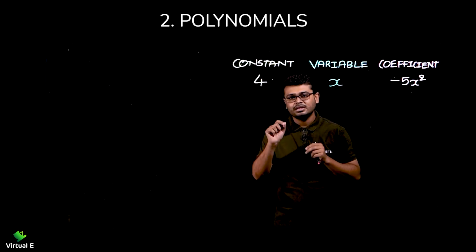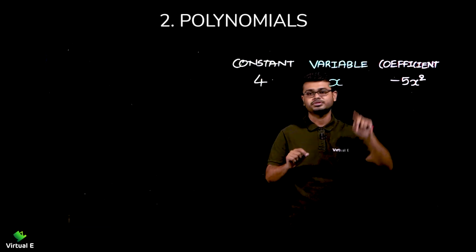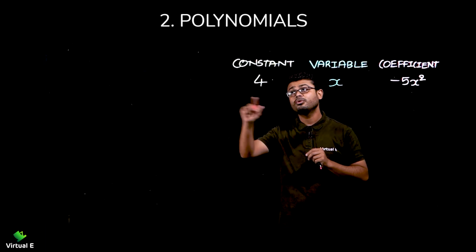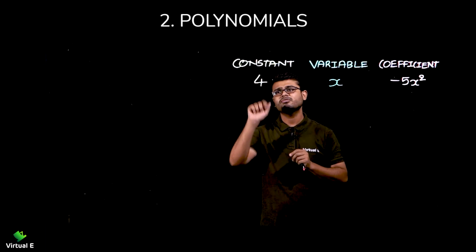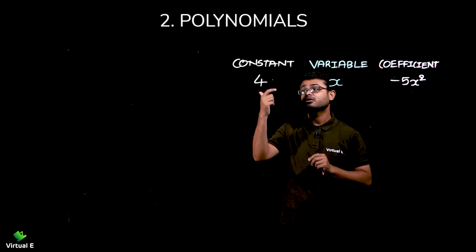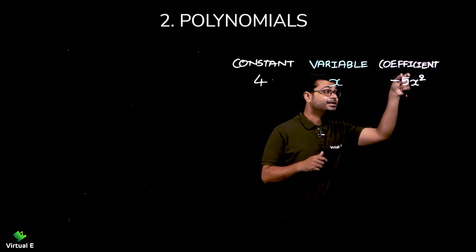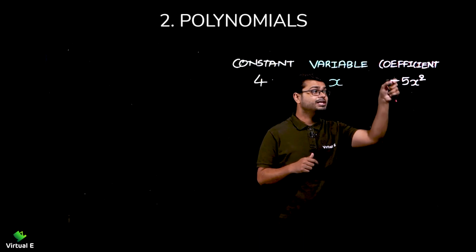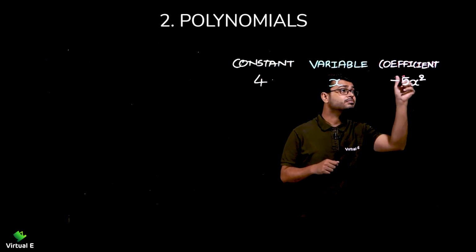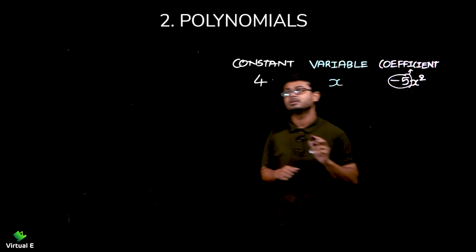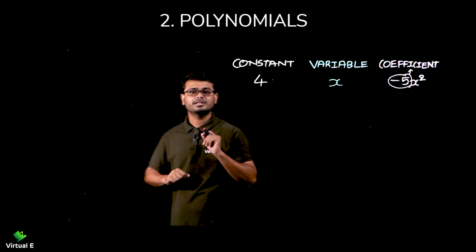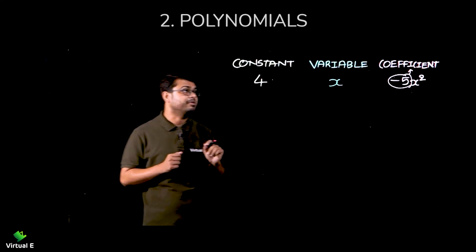Wherever there is a variable, there will always be a coefficient. And if there is no variable, then there will be a constant. There is no variable over here, so it is called a constant. But here there is a variable as well as the number, so this number is called the coefficient. So these are the 3 very important words that we need to remember.